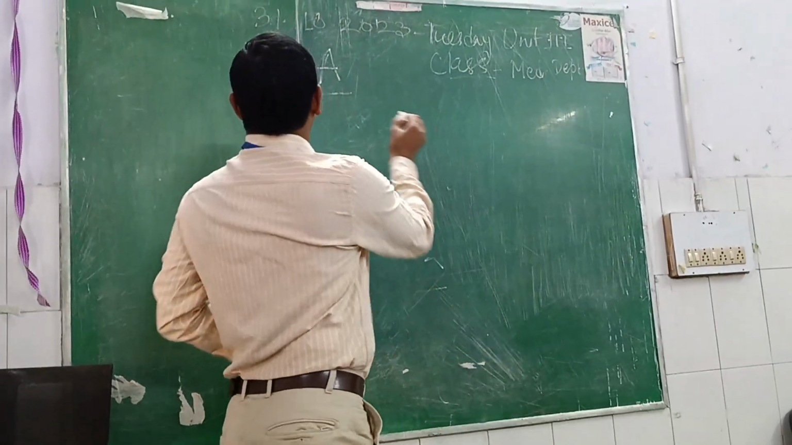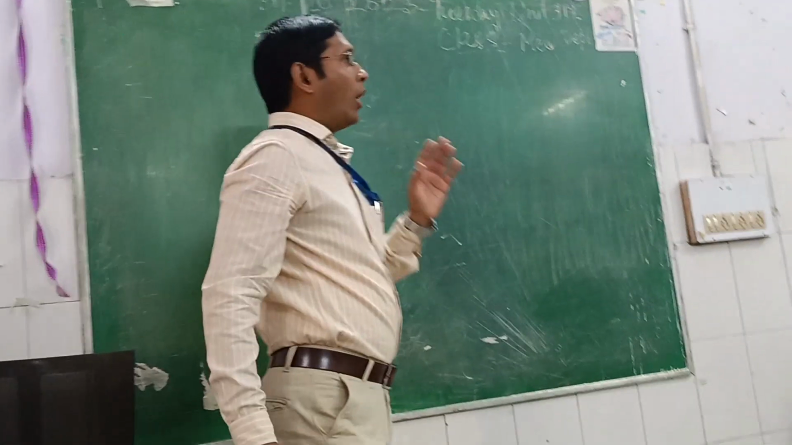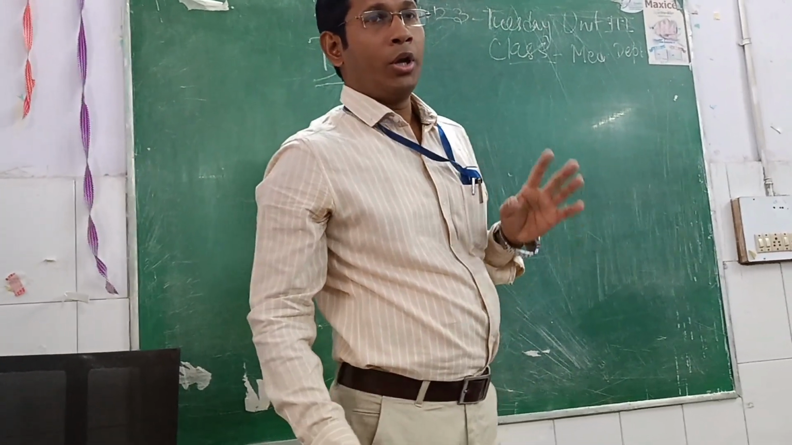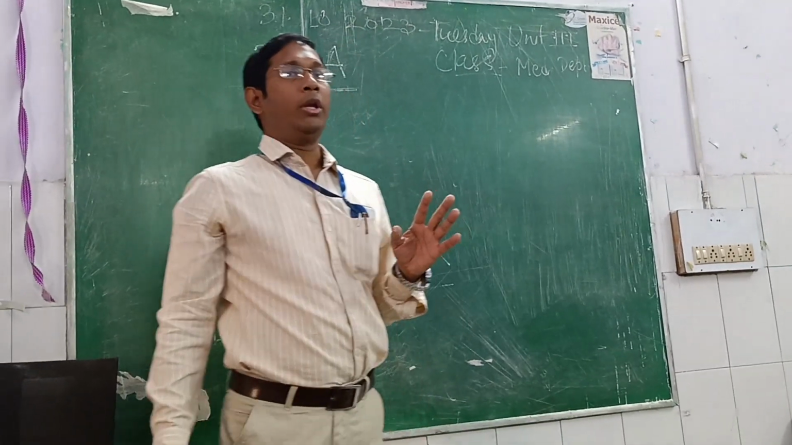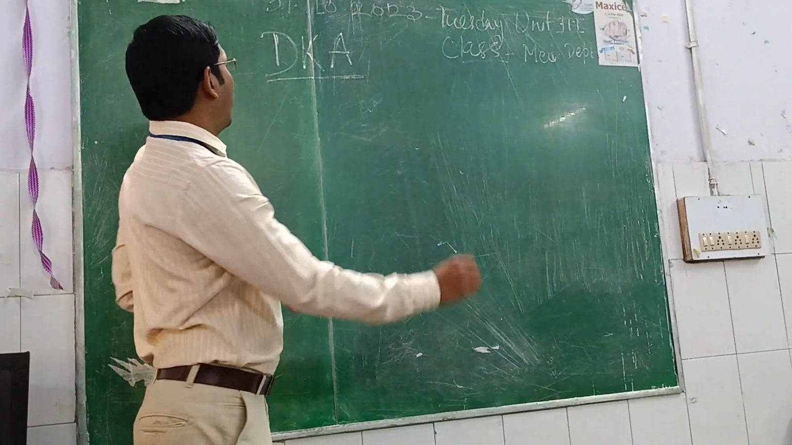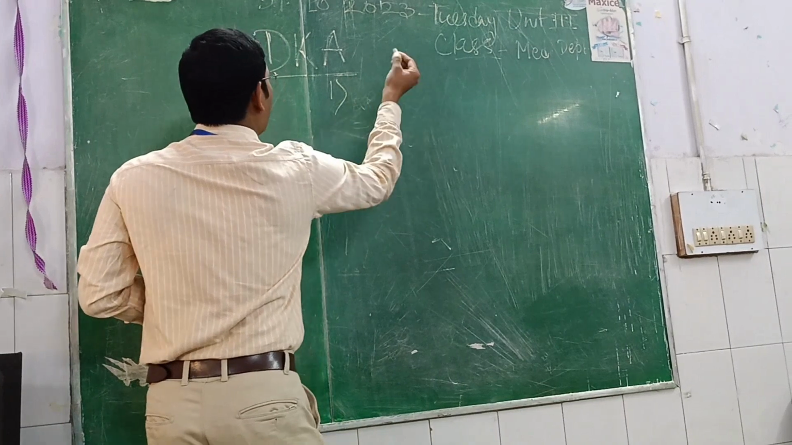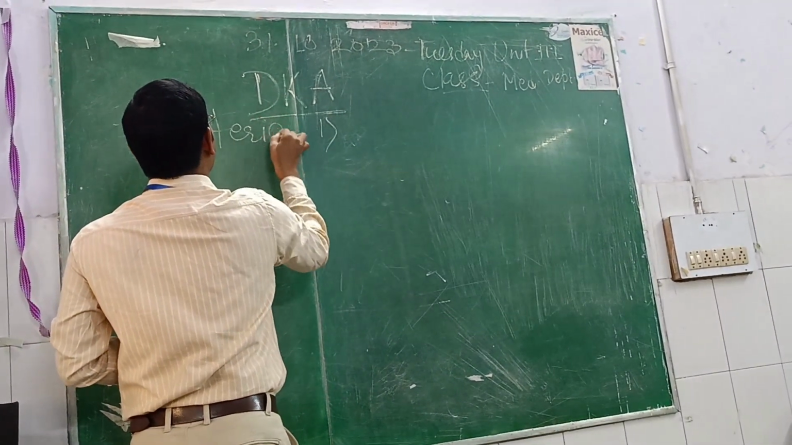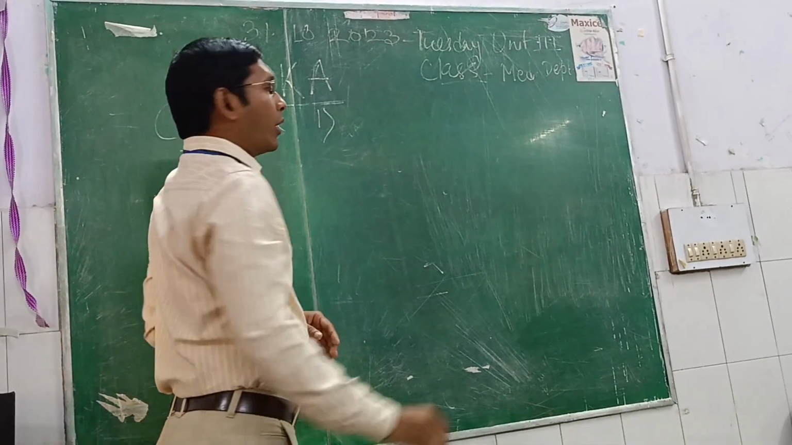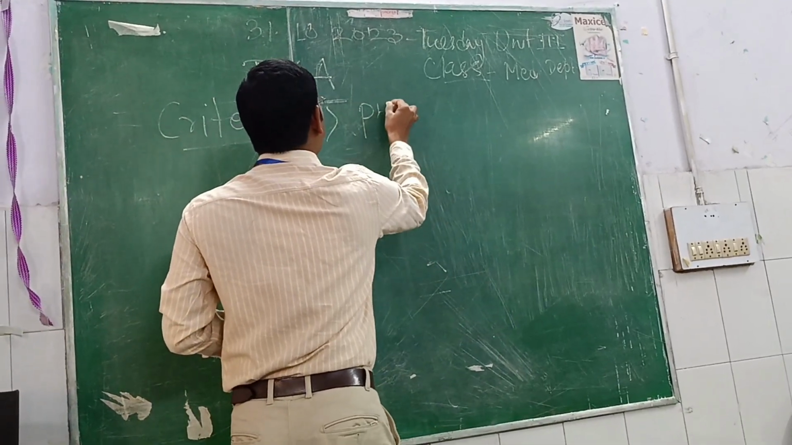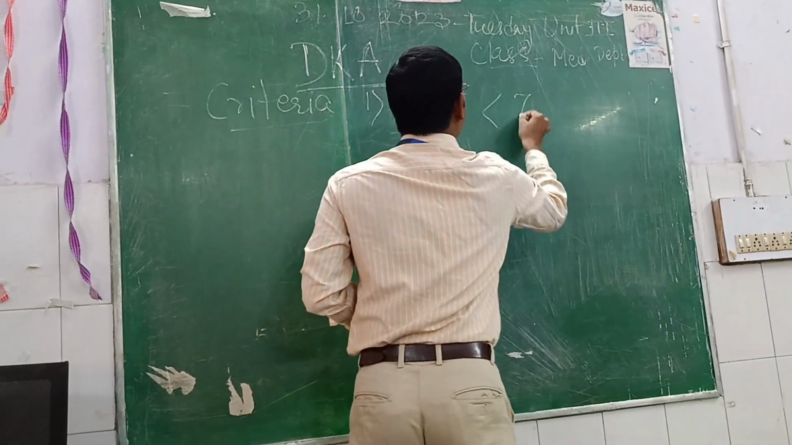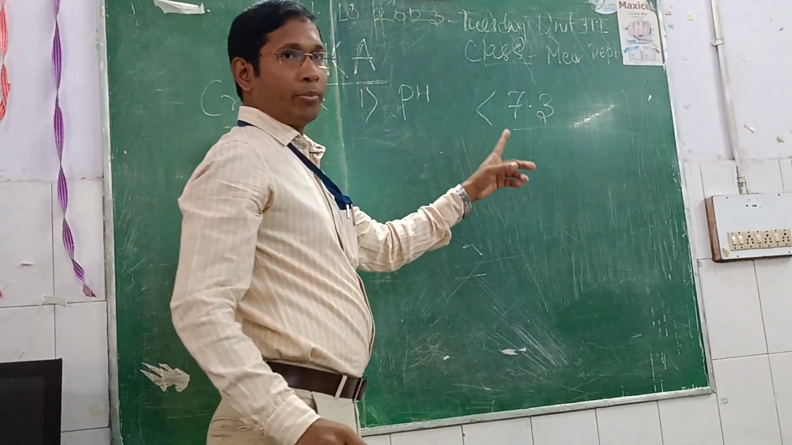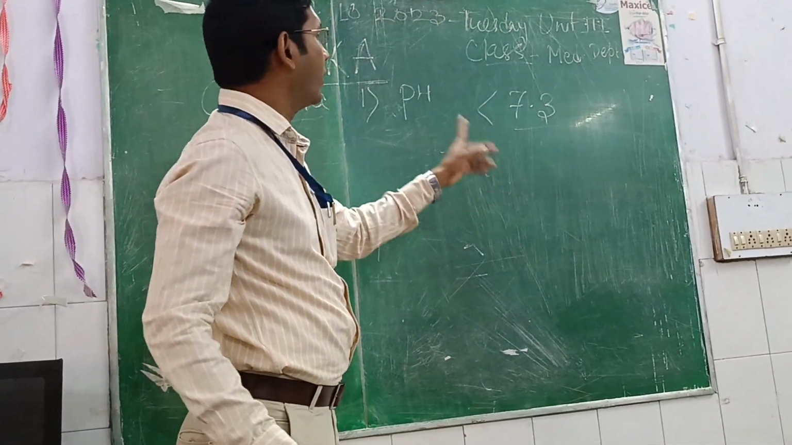Therefore, first of all, we must know how to diagnose DKA. For diagnosis of DKA, we need certain things. Number one, there are criteria for diagnosis of DKA. You will diagnose something as DKA when the blood pH is less than 7.3. Less than 7.3, 7.2, 7.29.